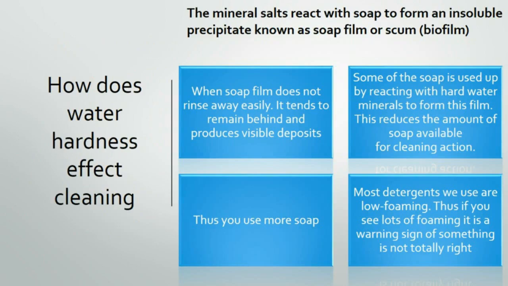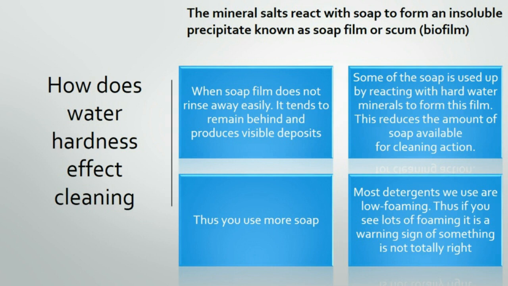The mineral salts react with soap to form an insoluble precipitate known as soap film or soap scum. That actually is a little bit of a biofilm, and that is really how it starts to affect cleaning. When soap film does not rinse away easily, it tends to remain behind and produce visible spots, and that's where someone says, "Oh, I have water spots. I have hard water stains." That's really what they are. Some of the soap is used up by reacting with hard water minerals to form this film, so it is really reducing the amount of soap available for cleaning.